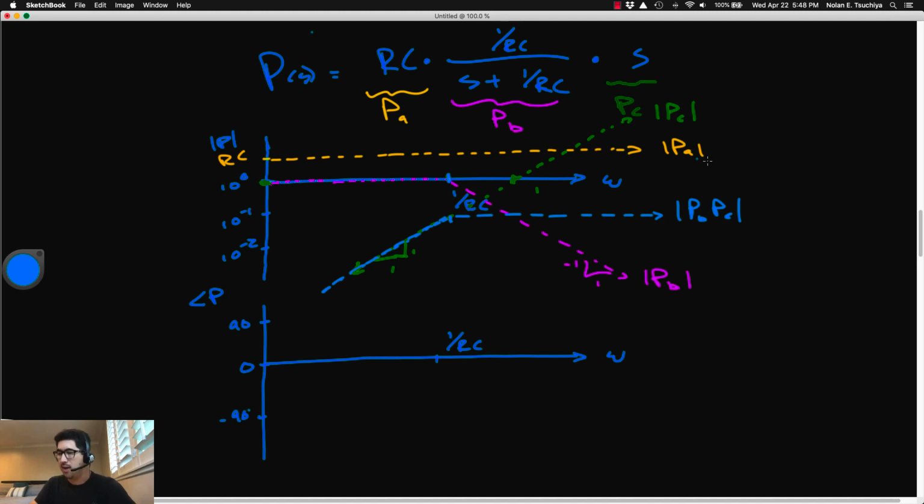Bode magnitude. And for this one, you really need to visualize this as a product, right? It's a product of whatever this value is with every point along this plot. So the overall effect is that it increases, or it raises up this entire blue asymptote by this amount, RC. Okay, so ultimately what we're going to get is something to the effect of this.